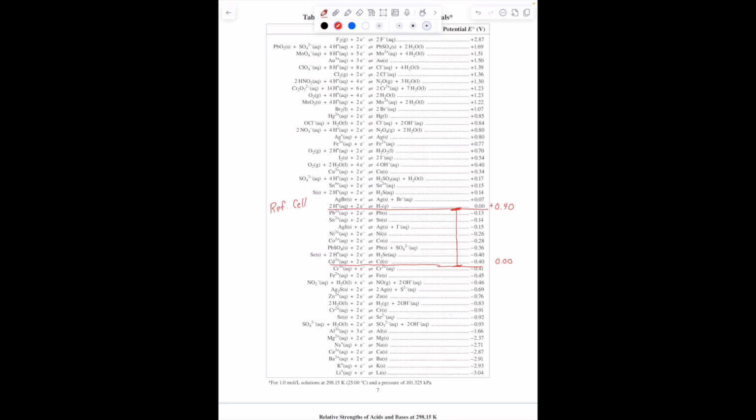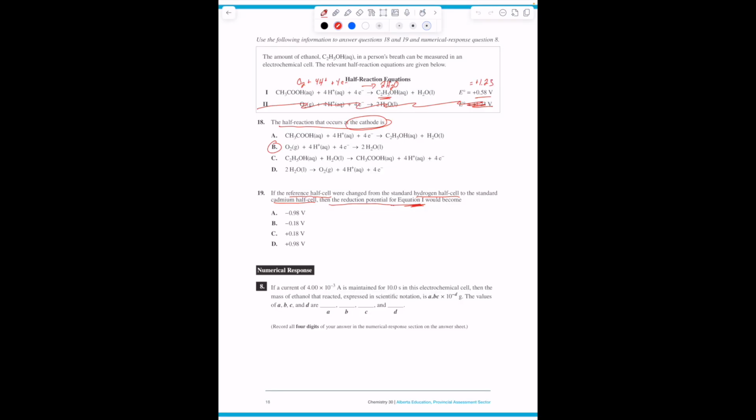Okay, and now they wanted to know what happens with equation 1, which is 0.58. Right now it's 0.58. So maybe it's better if I show it to you. Let me go back here. Okay, so right now I know that CH3COOH is positive 0.58. Hydrogen is 0. Cadmium is negative 0.40. So they said this is now 0.